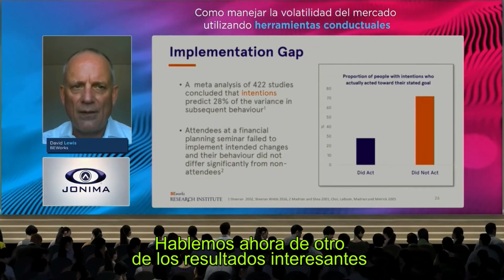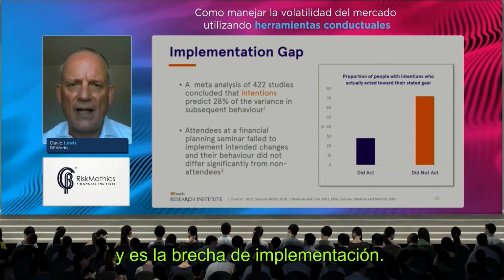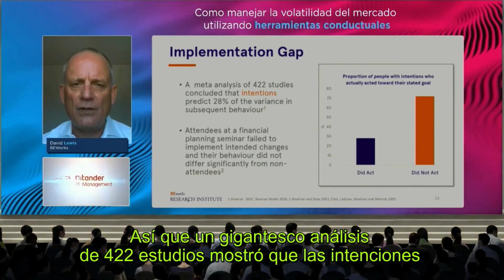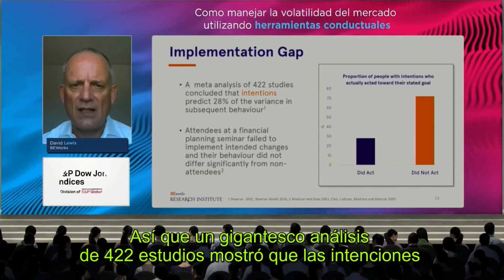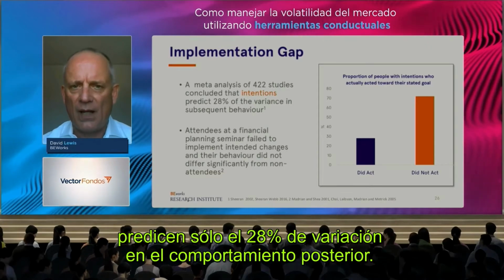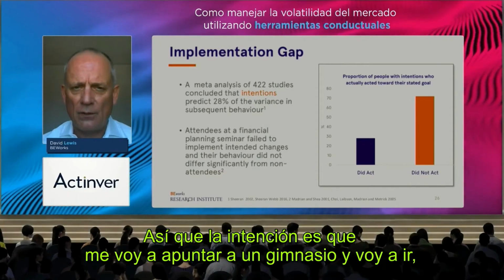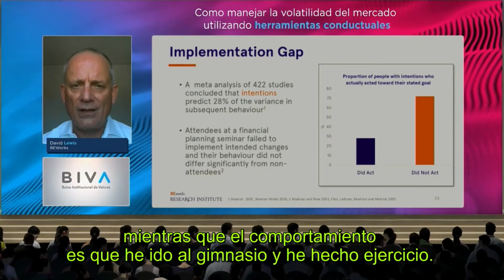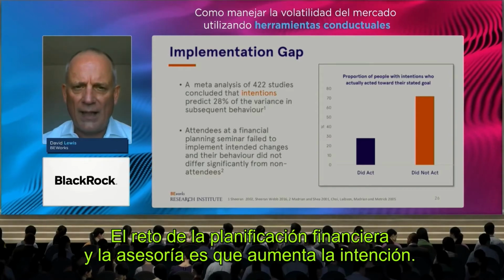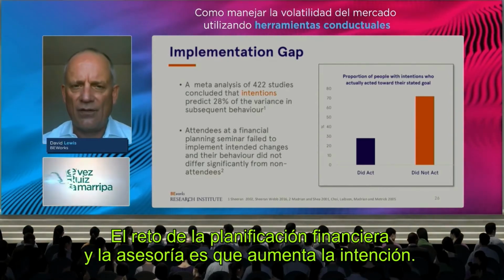Let's talk now about one of the other interesting outcomes, and that's the implementation gap. A giant analysis of 422 studies showed that intentions predict just 28% of the variance in subsequent behavior. So intention is, I'm joining a gym and I'm going to go, whereas behavior is, I went to the gym and I exercised. The challenge with financial planning and delivering advice is we oftentimes will increase intention.